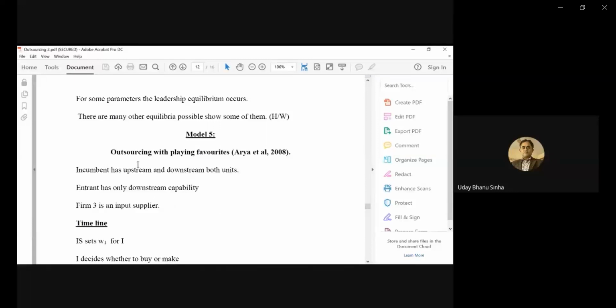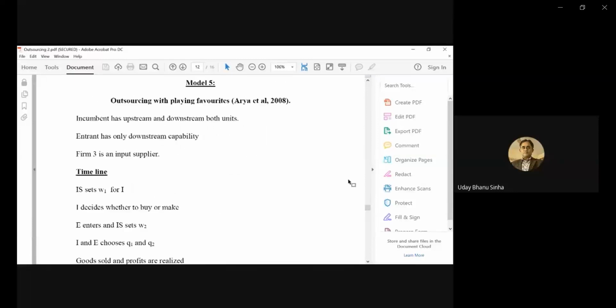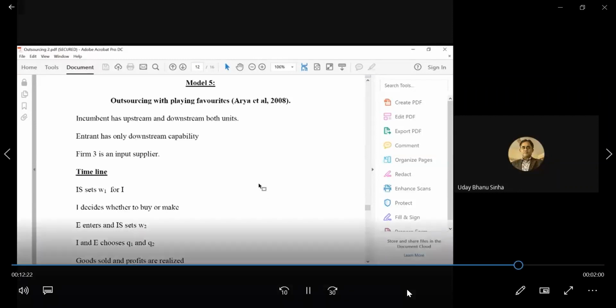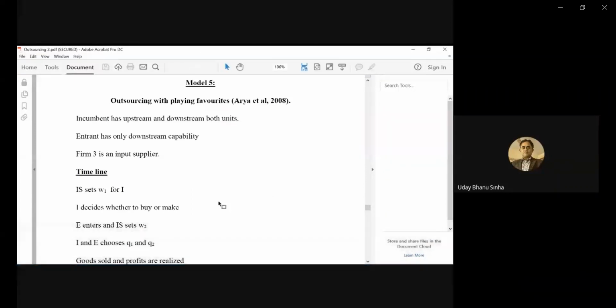Okay, so how is the game played? The game is the following. The input seller first sets W1 for the incumbent firm. The incumbent firm has both options of buy or make, which means it can produce in-house also. So it decides whether to buy or make.